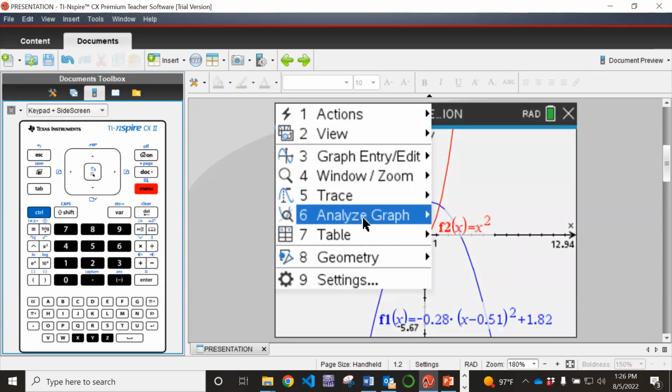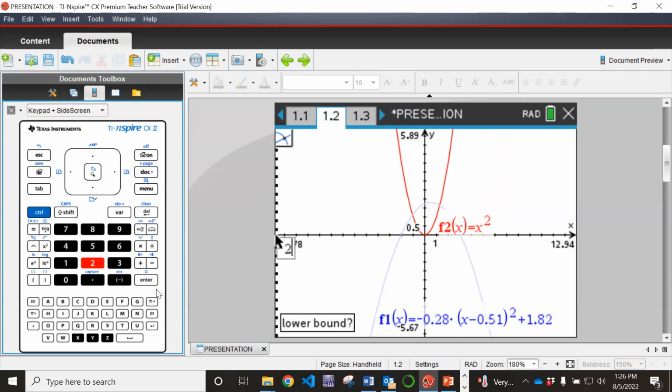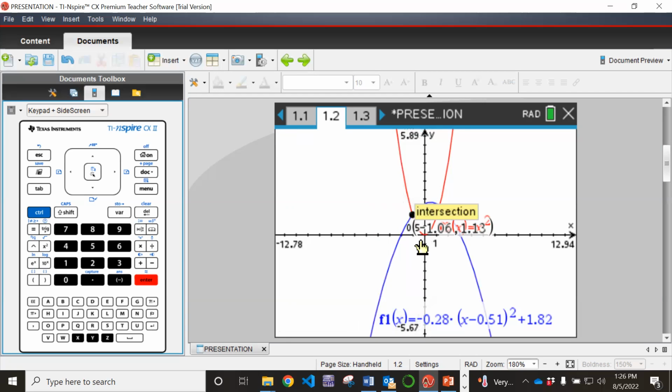We'll try that again. Analyze graph, intersection. We'll do -2. So there's the left edge. I guess that's not where I thought it was. And then it asks for the upper bound. So again, for the upper bound I could put in 0, because I'm pretty confident now that it is between -2 and 0. And it's giving me an intersection.